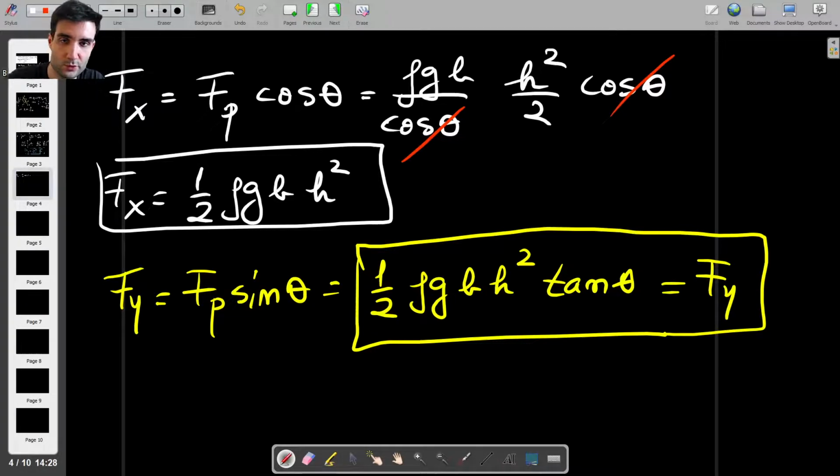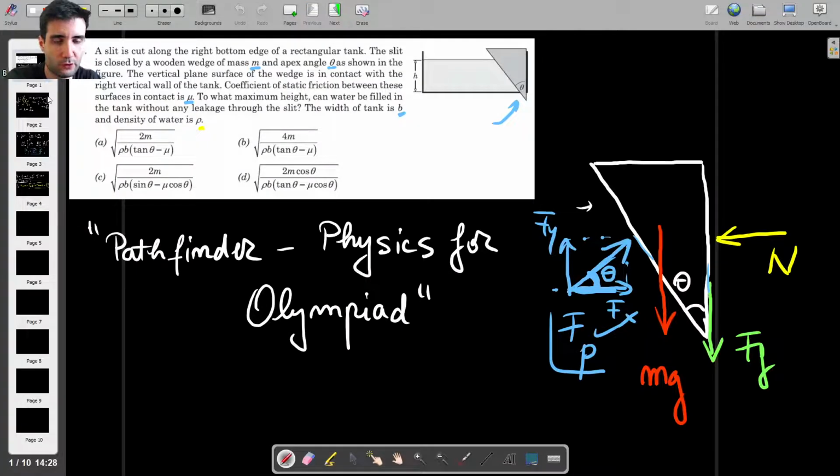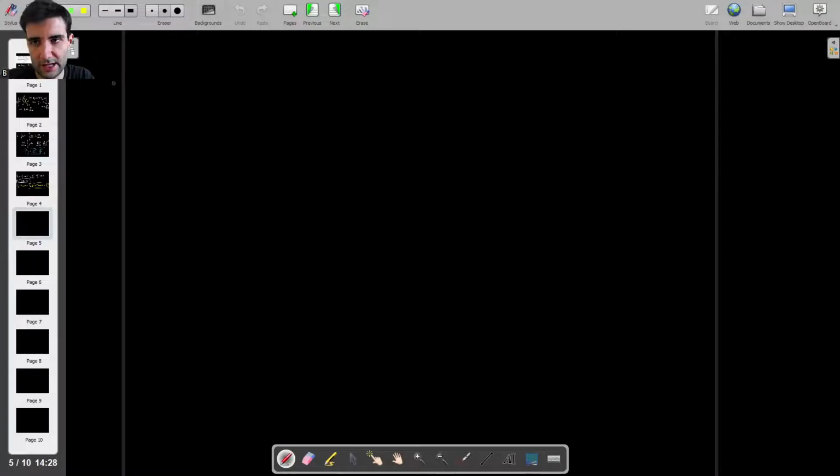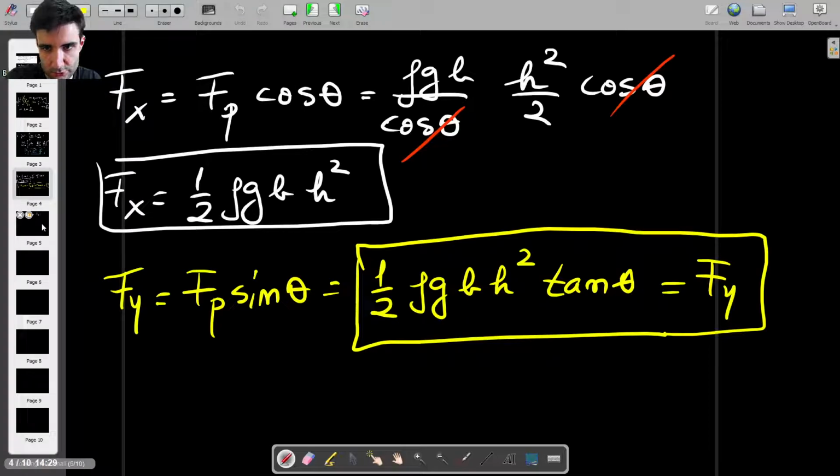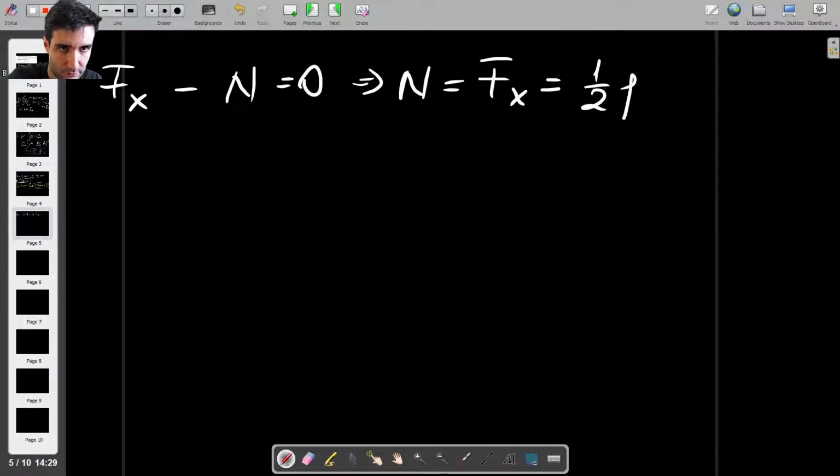So now we're going to use those to write down an equilibrium of forces, okay? And this is what we have. So if we look at all the forces acting in a horizontal direction, we only have two, right? We have Fx and we have the normal force N. So we've got Fx minus N equals 0. There's no acceleration, nothing is moving. So N is equal to Fx, which is equal to 1/2 rho g b h squared.